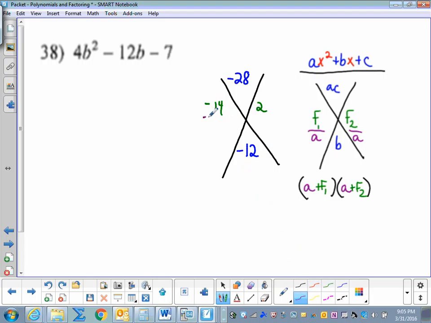Now I'm going to divide by the leading coefficient of 4, and I'm going to reduce. So this is going to equal 1/2, and this is going to equal negative 7/2. So my factors are going to be 2x minus 7 and 2x plus 1.